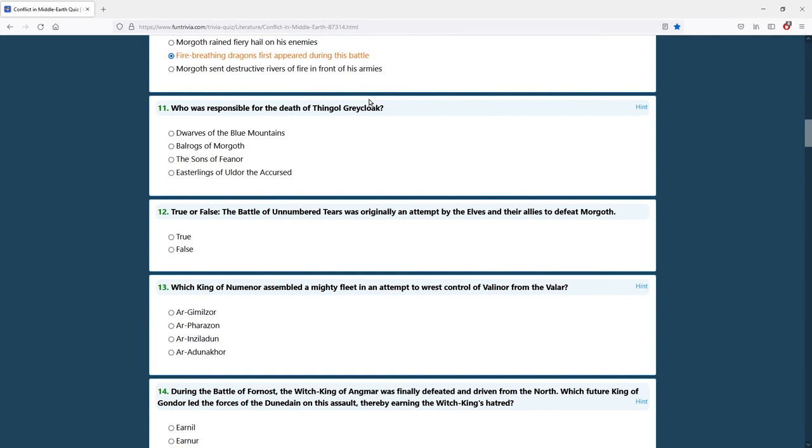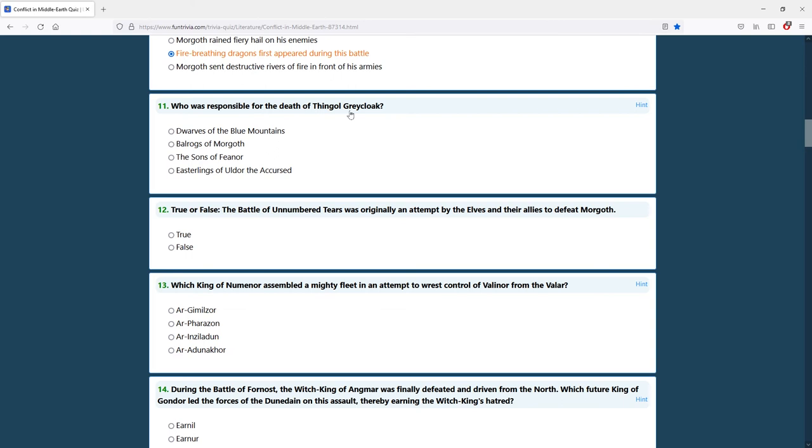Number 11. Who was responsible for the death of Thingol Greycloak? Dwarves of the Blue Mountains, Balrogs of Morgoth, the Sons of Fëanor, Easterlings of Uldor the Accursed.